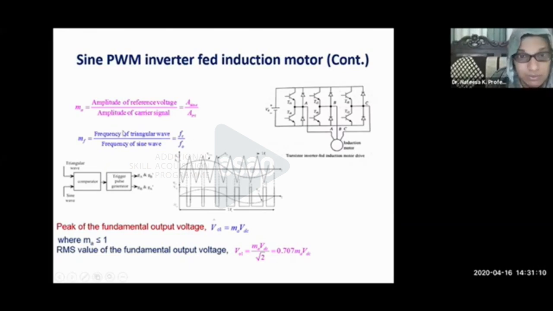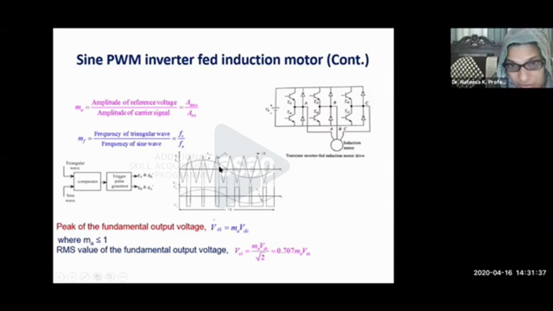So in this PWM we'll be having two indices. One is the amplitude modulation index, MA, which is equal to amplitude of reference voltage divided by amplitude of carrier signal. See here, this maximum value, the peak, this is our reference value, അല്ലെങ്കിൽ sine value.